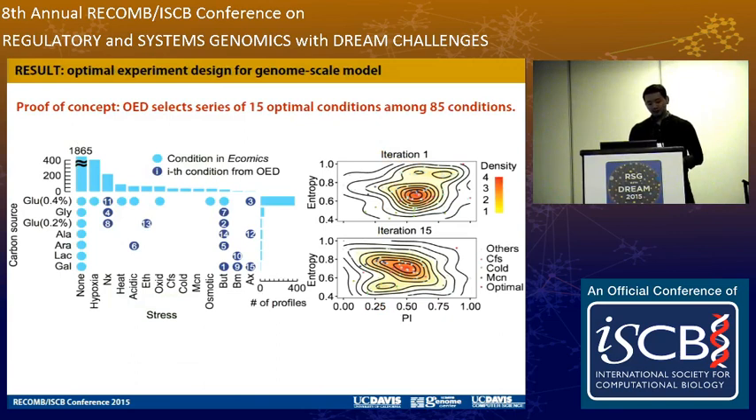So as a proof of concept, we focus on the space of 85 different conditions, where each condition is a combination of 7 different carbon sources and 14 different stresses. The optimal experiment design that we devised was able to select a series of 15 optimal conditions. In this plot, the dark blue dots represent the conditions selected by optimal experiment design, and the numbers represent the order. So the optimal experiment design tells us that we need to first experiment with this condition, which is the butanol stress and galactose carbon source, and then go to the second one, which is the butanol stress and glucose 0.2%.